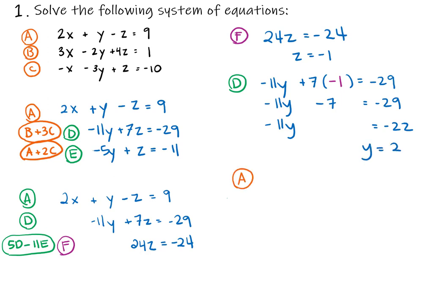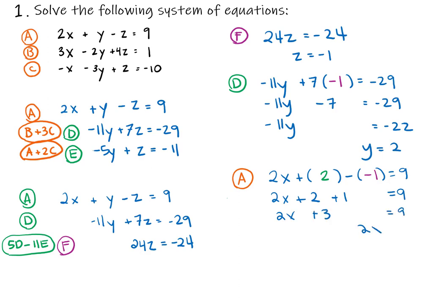Taking all of that to plug into equation A, we get 2x plus y minus z is equal to 9. Our y is 2. Our z is negative 1. We get 2x plus 2 plus 1 is equal to 9. 2x plus 3 is equal to 9. 2x is equal to 6, or x is equal to 3.